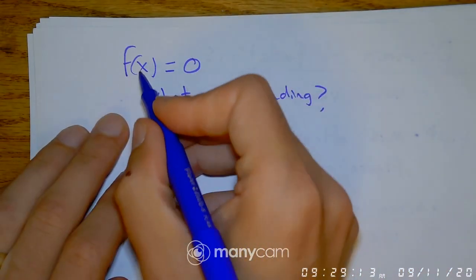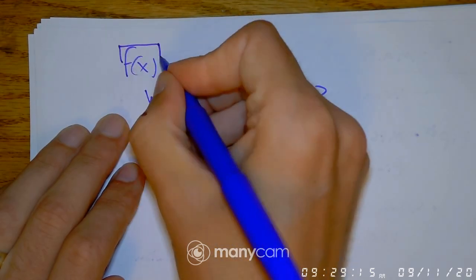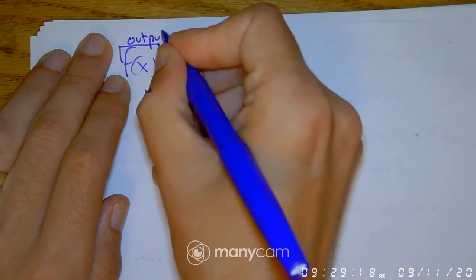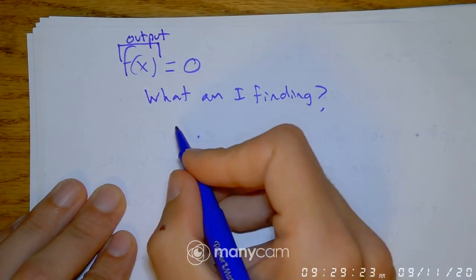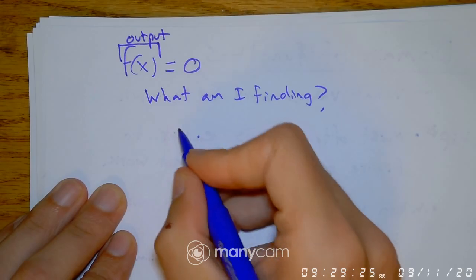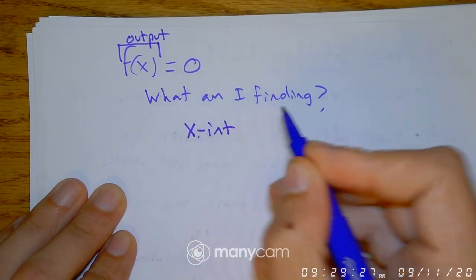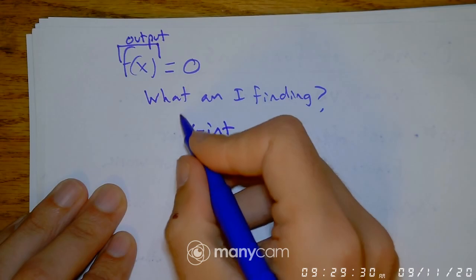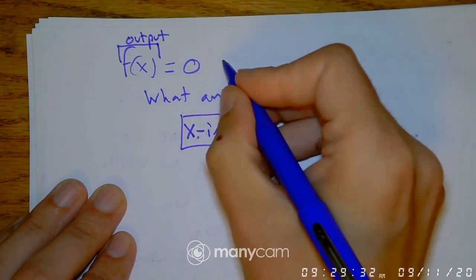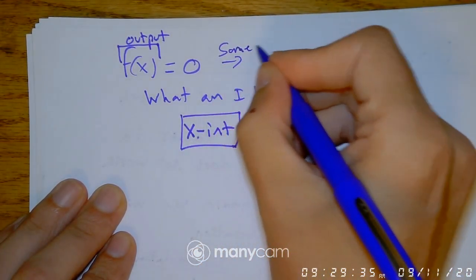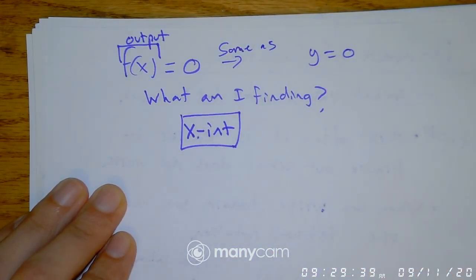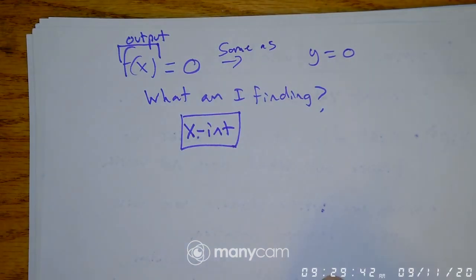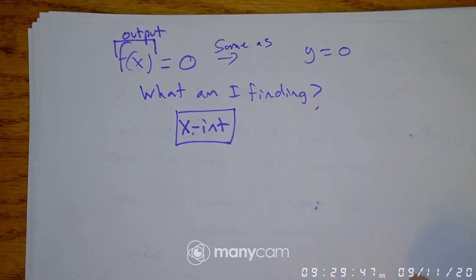Nope, that is not x equals 0. This is the output. So if you answered the x-intercept, you would be correct, right? Because this is the same. Okay? So just thought you guys would want to know that, okay?